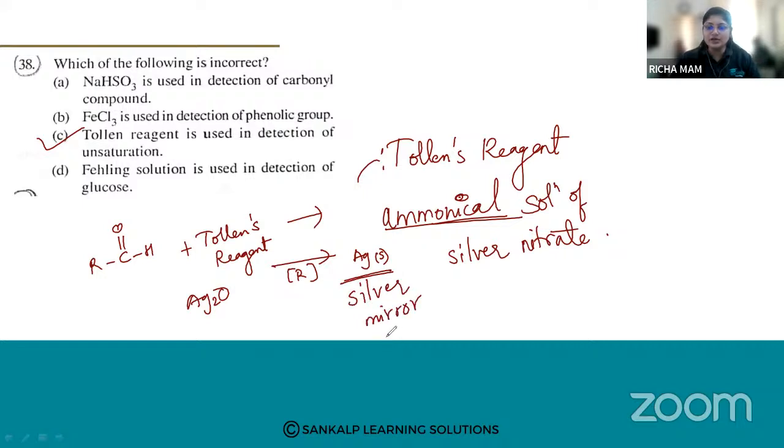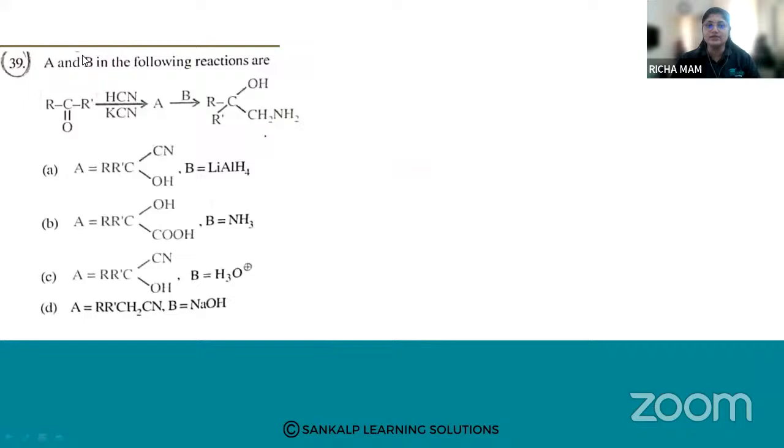So like a mirror, you get the solution. The Ag gets deposited in the form of a silver mirror. So it is C. Tollens reagent is used in the detection of what? It is used in the detection of aldehyde and not for unsaturation. For unsaturation, the test is Baeyer's test.